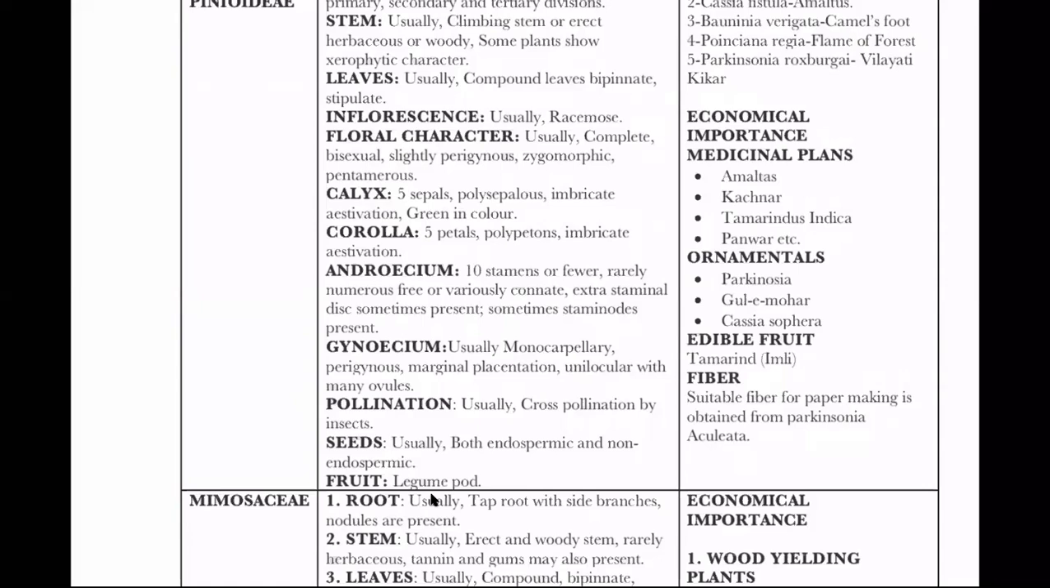Usually monocarpellary. That means one carpel. Perigynous हमने पढ़ा था, when उसके level पे होता है. Marginal placentation, unilocular with many ovules. That means एक locule होता है, multiple ovules होता है. Pollination, usually cross-pollination by insects. Seeds, both endospermic and non-endospermic. And fruit is the legume pod.